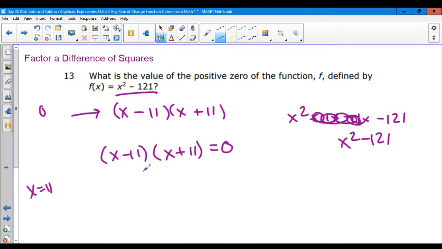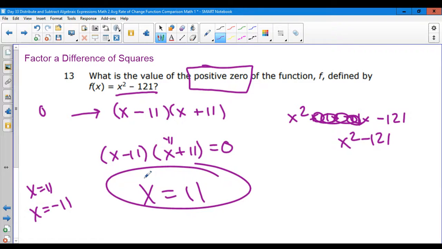The other value that works would be negative 11, because if I put negative 11 in here, it would be negative 11 plus 11, which would equal 0. And it would be negative 22 times 0. So the other value, or the other 0 of this particular function, is negative 11. But they ask for the positive 0. So the answer is 11.